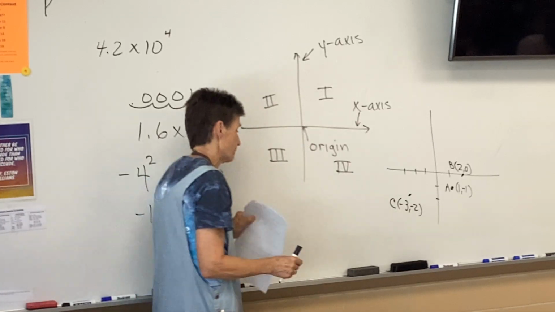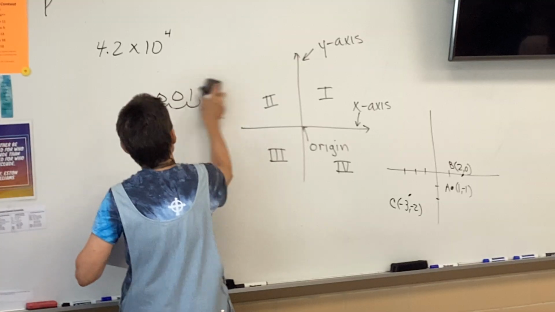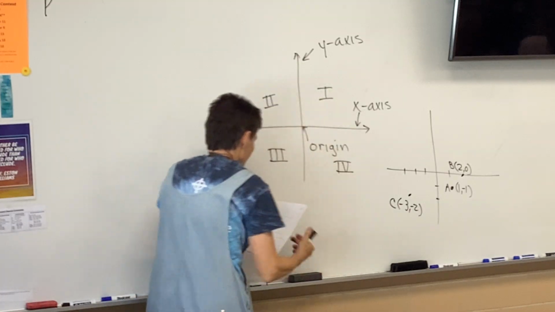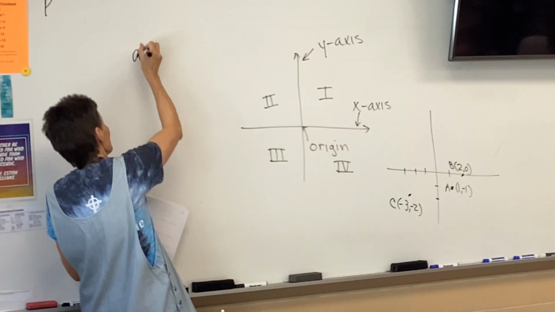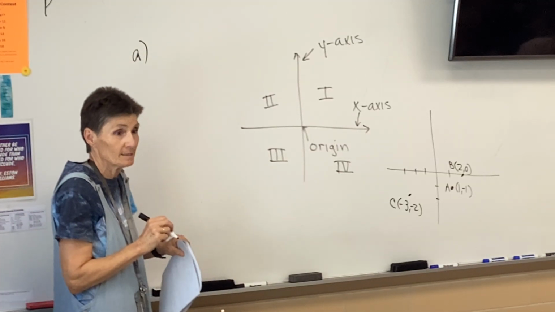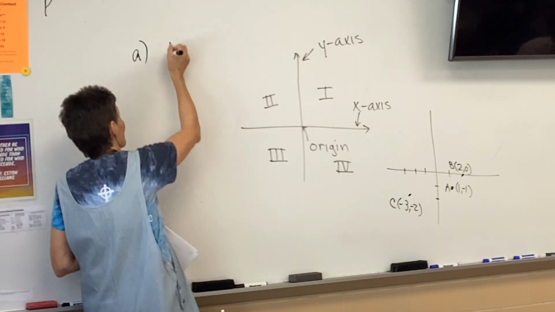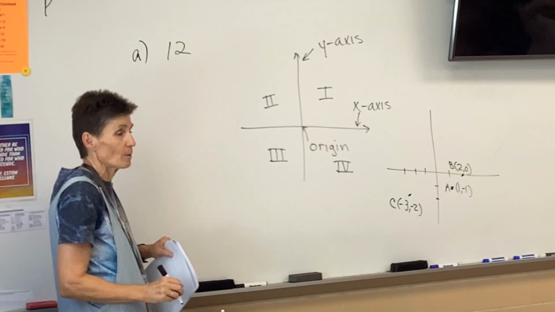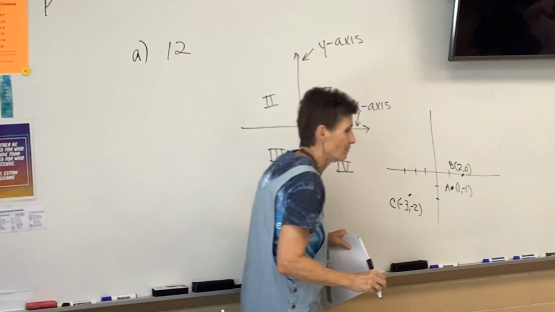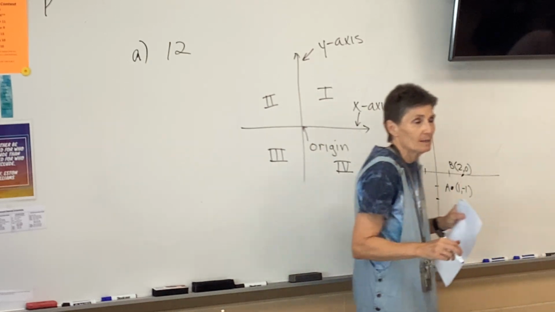A little work with absolute value. Anybody want to take a guess at A? And then we'll move you off the island, or keep you on the island? 12. What do we think about 12? Raise your hand if you think 12 is the right answer. All right, if your hand is not up, you are wrong. 12 is the right answer. Very, very good. How about B?